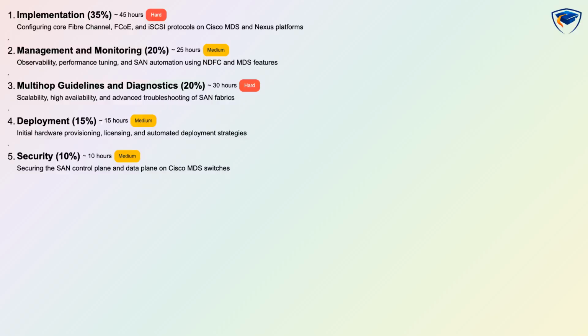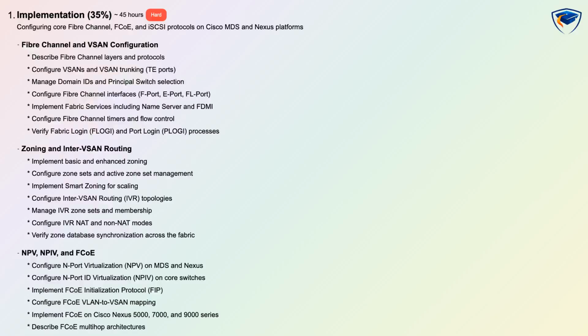Each domain has a declared difficulty and assessment type which you should use to plan lab time and revision. Implementation is 35% of the exam, focused on configuring core Fibre Channel, FCoE, and NPV protocols on Cisco MDS and Nexus platforms, and it is rated hard.